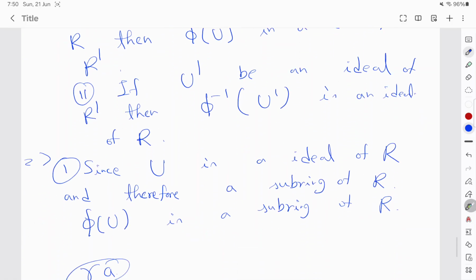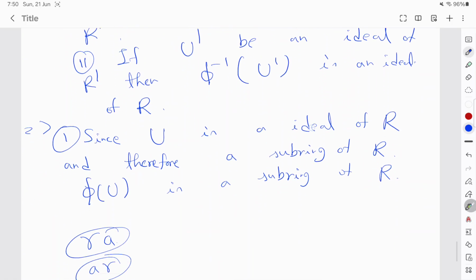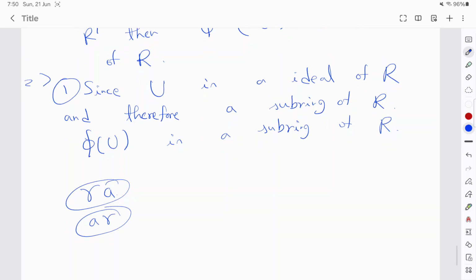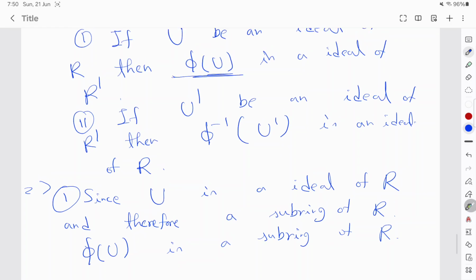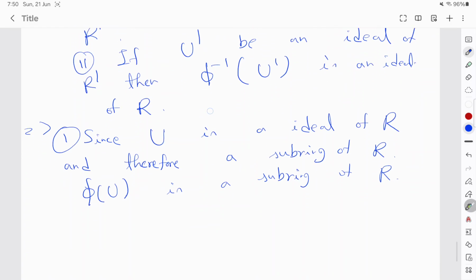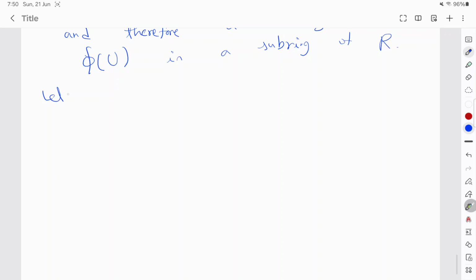So phi of U, you have to show this is an ideal of R'. Okay, so what you have to do is take an arbitrary element from phi of U, and r' from the ring R'. Let a' belong to phi of U and r' belong to R'.